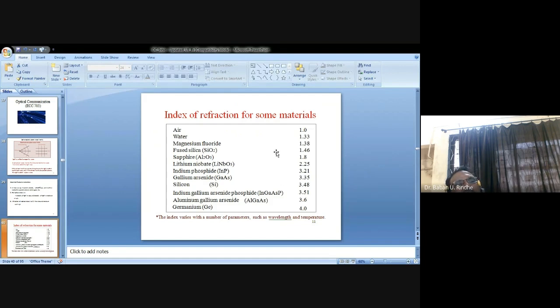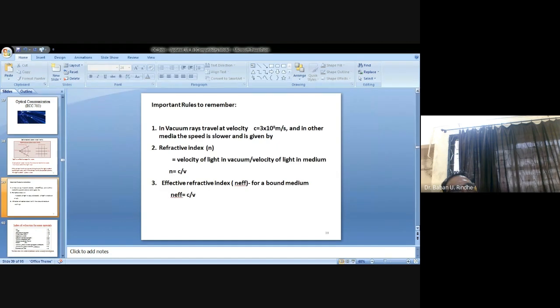Here this is an important one: the index of refraction for some materials. Okay, here we have the refractive index n, which we have calculated as the velocity of light divided by v, the velocity of light in the medium. Suppose light passes through the core, then from the velocity of light in that core and the velocity of light in vacuum, c by v, we get the refractive index of that.